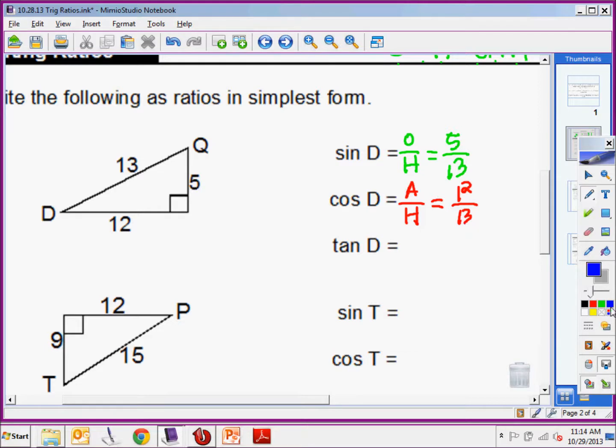All right, tan. It's going to be O over A. So opposite over adjacent. What is opposite of D? 5. And what's adjacent to D? 12. Guess what? You just found your first sine, cosine, and tangent in this class. Hopefully you did it last year or 2 years ago. Didn't do it at all, miss.